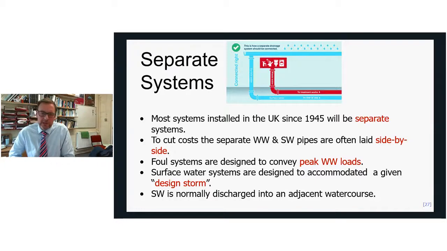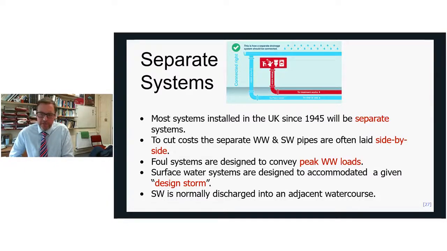And that's where separate systems came along. With a separate system, we no longer mix the combined and foul flows together. We keep them completely separate. Most developments since 1945 in the UK will be separate. To cut costs, the wastewater and surface water pipes are often laid side by side in the same trench.